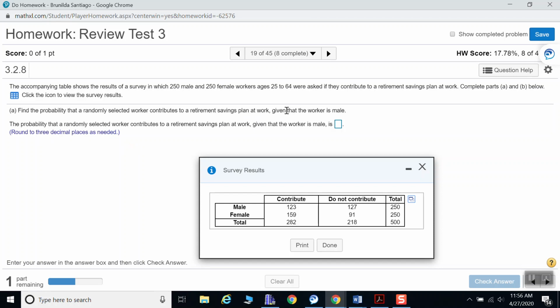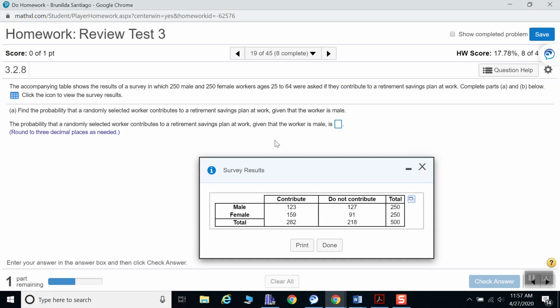So the key word here is given. What that means is that this is a conditional probability exercise. So what is after given becomes your denominator. Here, given that the worker is male, that means that my denominator is going to be 250. And what that also means is that I am only looking at this row of males. My denominator will be 250.